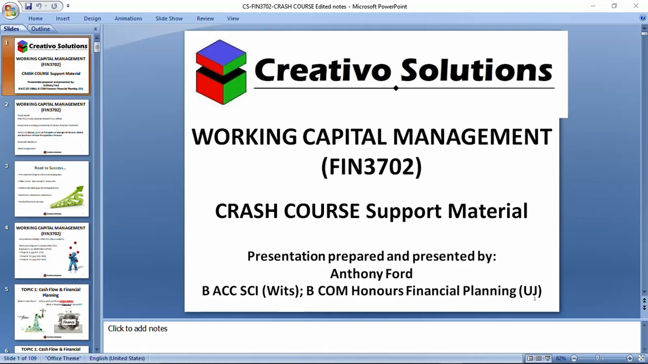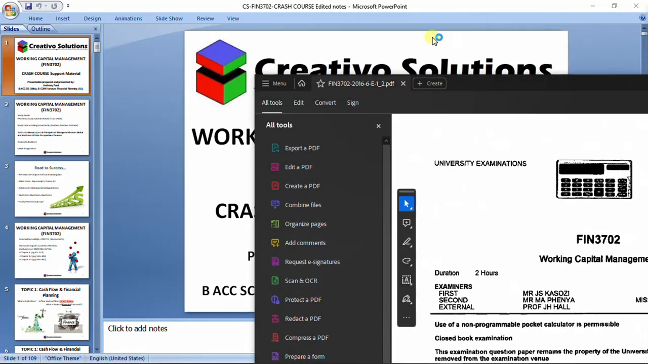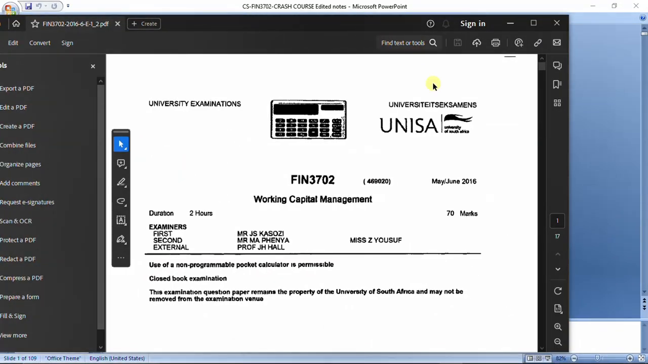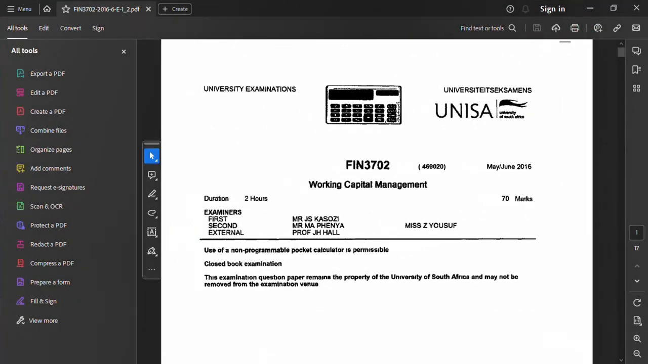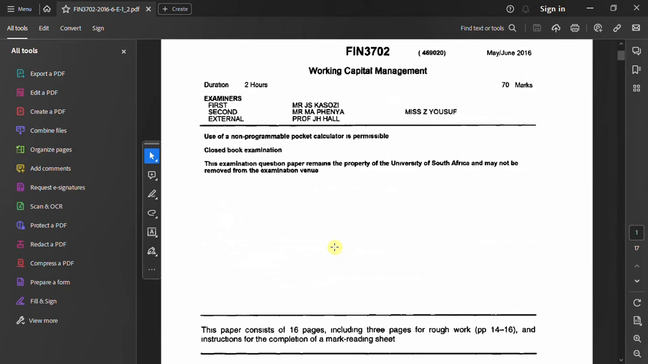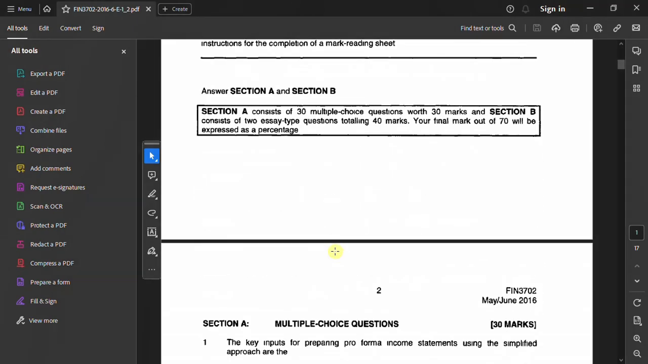Let me just bring this across so you can see it. Okay, so here's the paper. Is this the right one? May, June 2016, 70 marks. Same one that you were looking at. Yes. Okay, good. I'm just going to open up the Excel spreadsheet as well, just so I can show you the working.